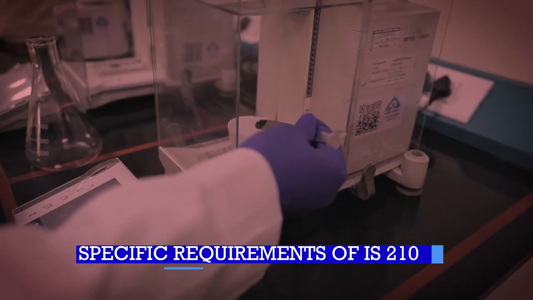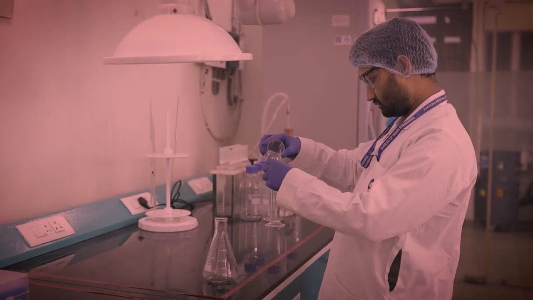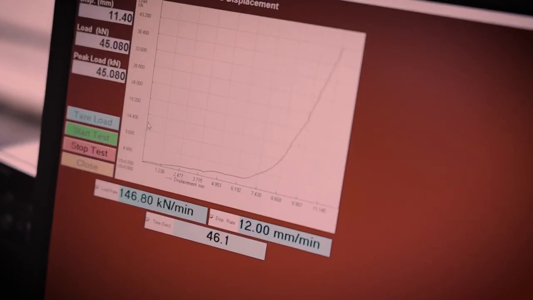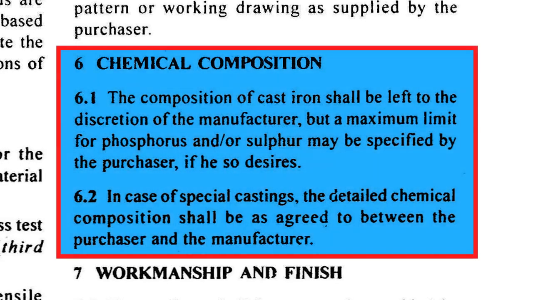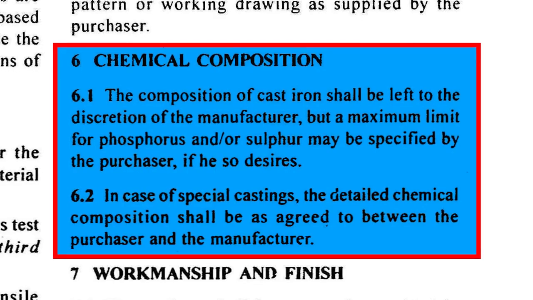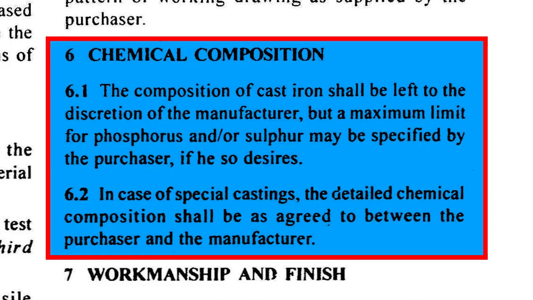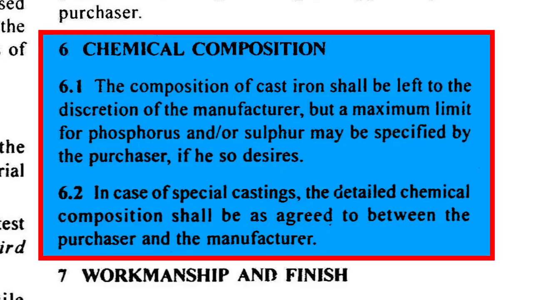Chemical composition analysis of grey cast iron is crucial for ensuring the material's mechanical properties and performance. For example, carbon and silicon contribute to graphite flake formation, improving vibration damping and machinability. Accurate analysis helps meet quality standards and application requirements. The composition of cast iron is generally at the discretion of the manufacturer. However, the purchaser may specify maximum limits for phosphorus and/or sulfur depending on application requirements.